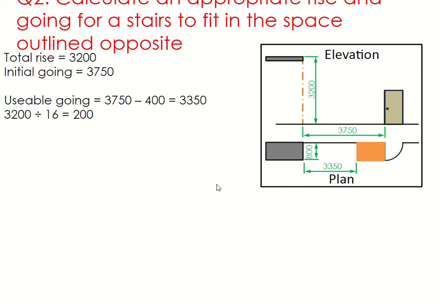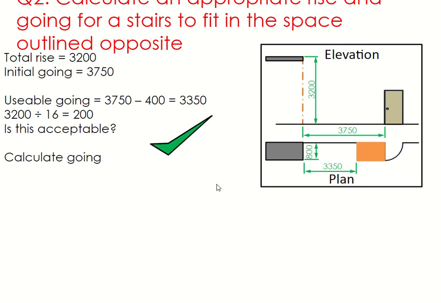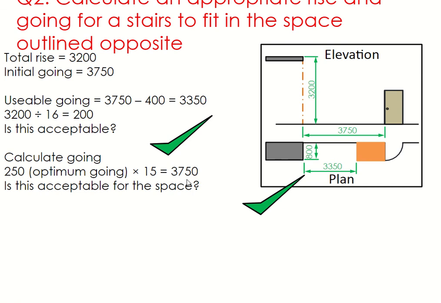Again, find the rise first. So 3,200 divided by 16, which is the maximum number of steps we can get, and straight away we get a nice even number of 200, so we can use this. It is acceptable. Then we have to calculate the going. Our optimum going again is 250. We multiply that by 1 step less, so if we use 16, it's 15. 250 multiplied by 15 gives you 3,750. Is this acceptable? Just about. It's just about acceptable.